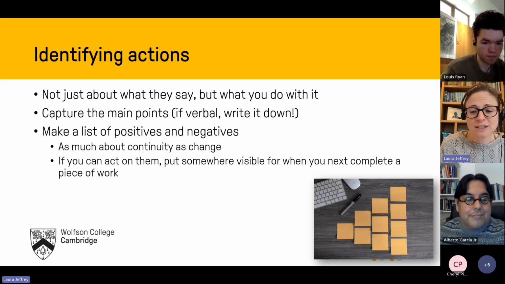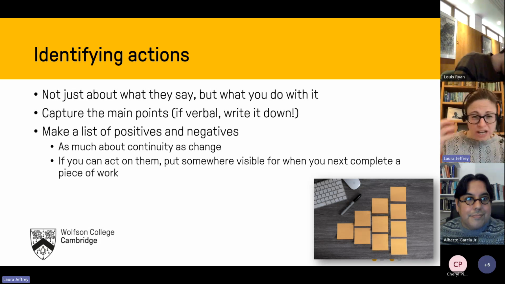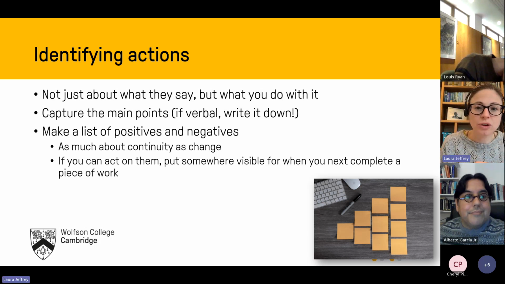Because it is so easy to get caught up in the content. Like, I've just got to get this idea across. I've got to do this. And we lose sight sometimes of that process.